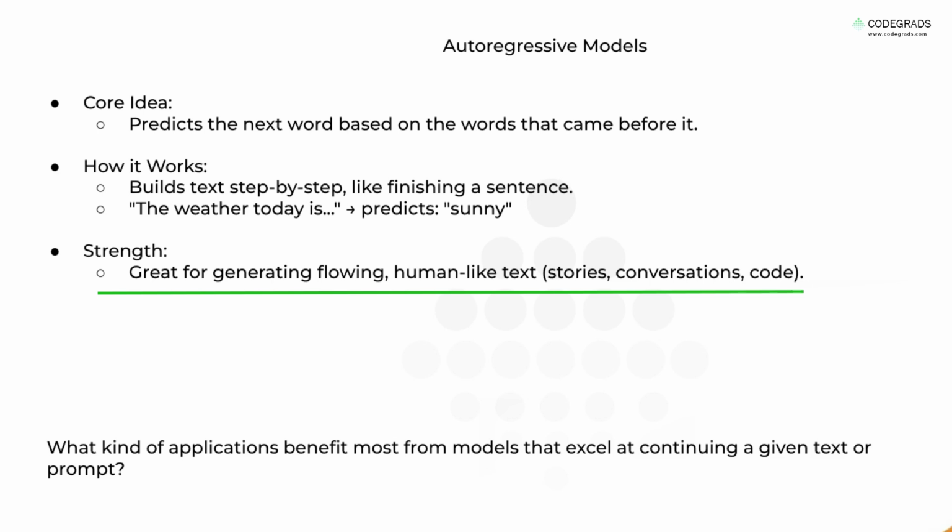These models are good for human-like text, like writing. These models are good at generating stories, having conversations, etc.